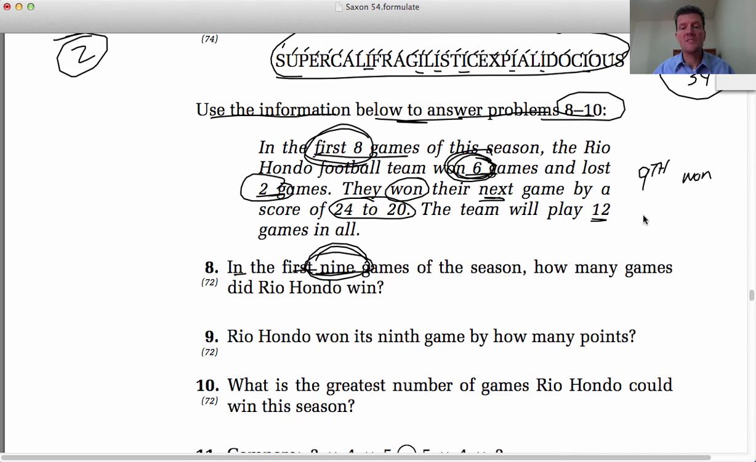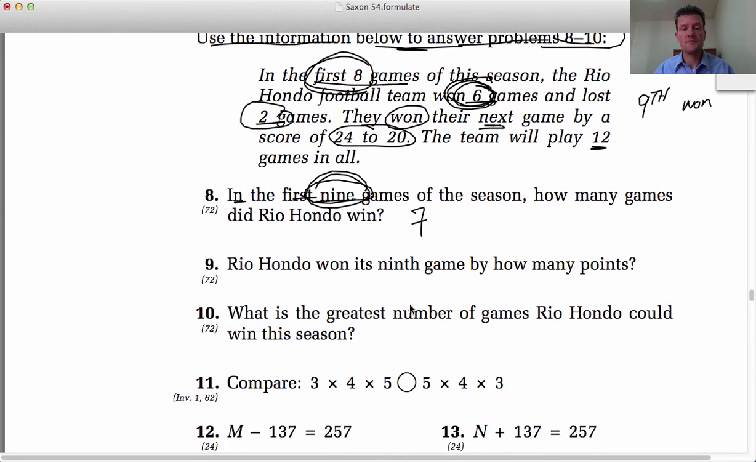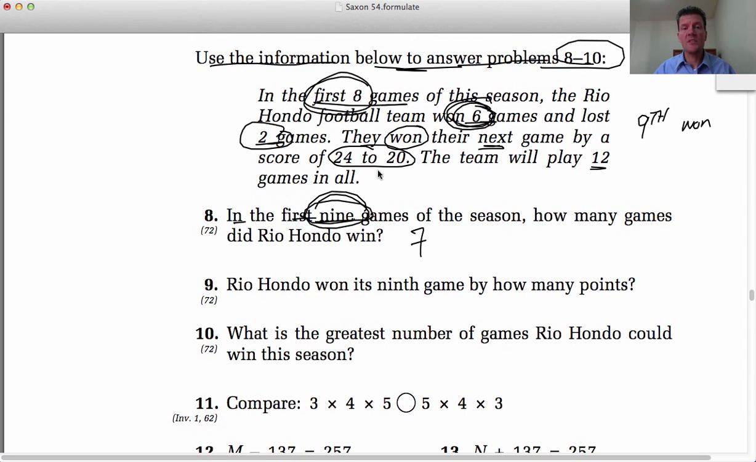So now that's a total of 7 wins. How many games did they win? A total of 7. Rio Hondo won its 9th game by how many points? Here's the score. They won, so their score must have been the bigger number, the 24. The losing team had 20. That's a difference of 4.